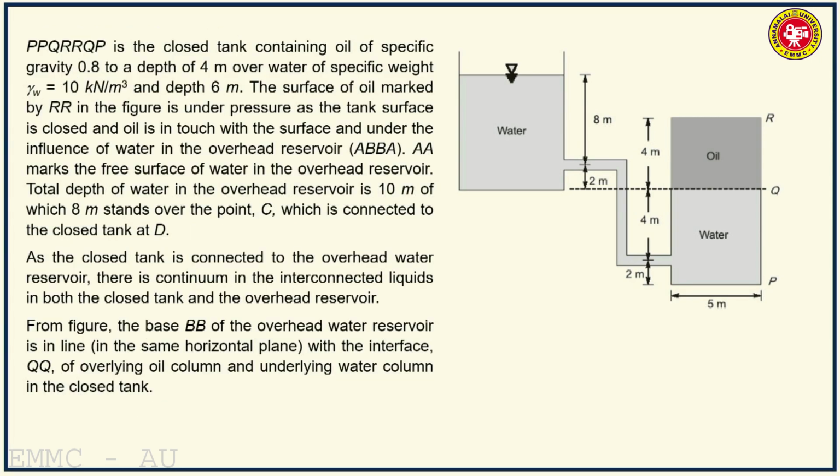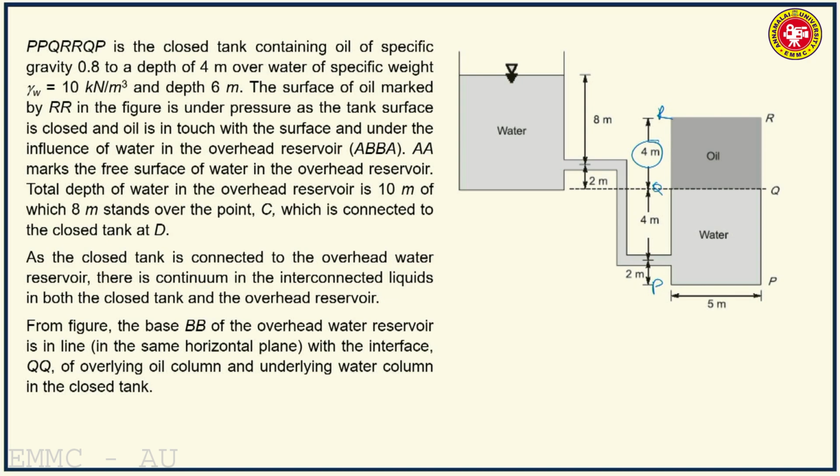Now, this is a closed tank containing oil of specific gravity 0.8 to a depth of 4 meters over water of specific weight 10 kilonewton per meter cube and depth 6 meters. So you have 4 meters depth of oil overlying 6 meters depth of water. The surface of oil is marked by RR, this is RR, this is PP, and Q, R, P.